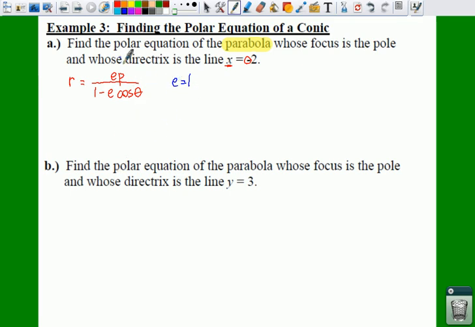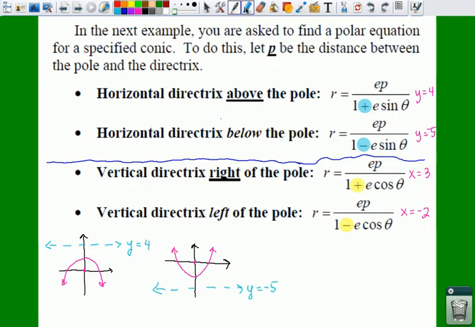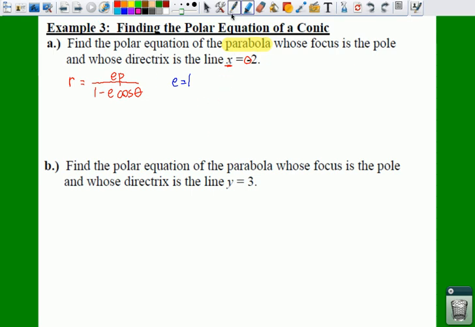Well, we also need to know p. Back here, we found out that p is the distance between the pole and the directrix. So if we have the distance between the pole and the directrix, then p is going to be equal to, your pole is at your origin. Well, the distance from the pole to x equals negative 2 is just 2.